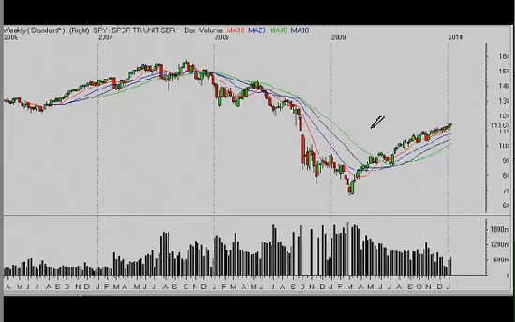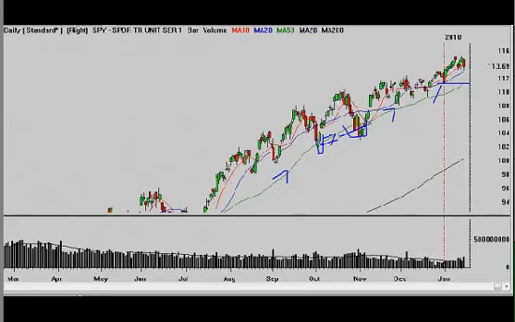And of course, that's a moving average, so it won't be in the same spot on Monday as it is today, or Tuesday or Wednesday of next week. It moves, basically. So when we look at the S&P 500 again, it means that we need to be cautious.